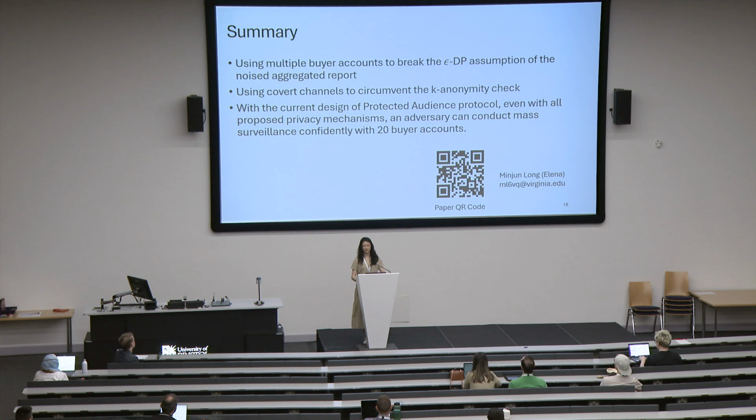So to sum up, our attack is based on using multiple buyer accounts to break the epsilon DP assumption of the reporting process and using covert channels to craft a unique interest group for each user and circumvent the k-anonymity check. We highlight the result that with the current design of the Protected Audience protocol, even with all proposed privacy mechanisms correctly implemented, an adversary can still conduct mass surveillance confidently with only 20 accounts, which are not hard to obtain due to the nature of online advertisement.